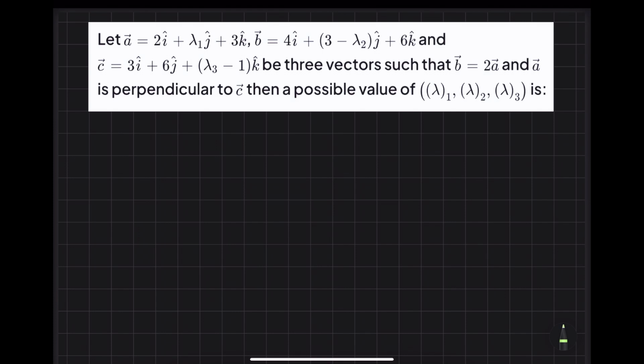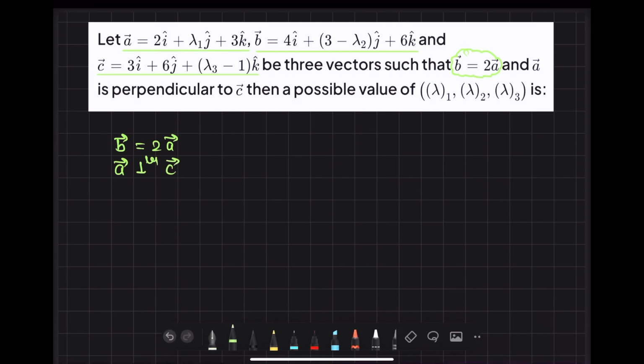So, we got a wholesome new problem which says: let vector A equal this, vector B equal this, vector C equal this. So we have three vectors A, B, C such that vector B equals 2 times vector A, and vector A is perpendicular to vector C, and the possible value of lambda1, lambda2, lambda3 is.